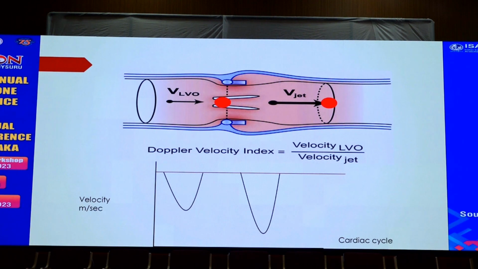That means your valve is having a problem. If the flow is very high, the LVOT velocity and the prosthetic valve velocity will both be high, and the dimensionless index stays the same. With that, you can easily extrapolate whether the valve is having a problem or whether there is a high flow. So this helps us differentiate between the two.